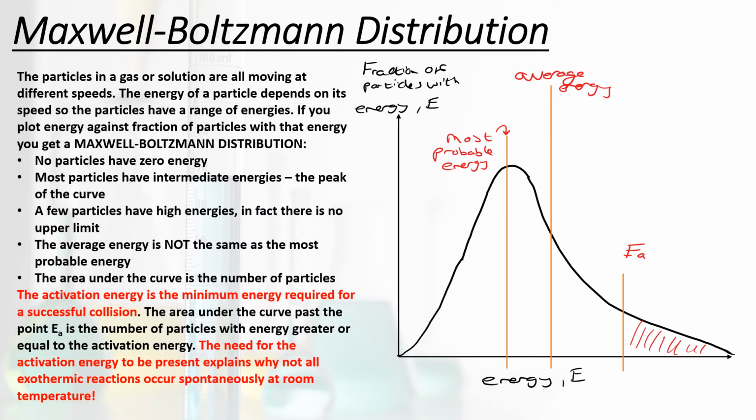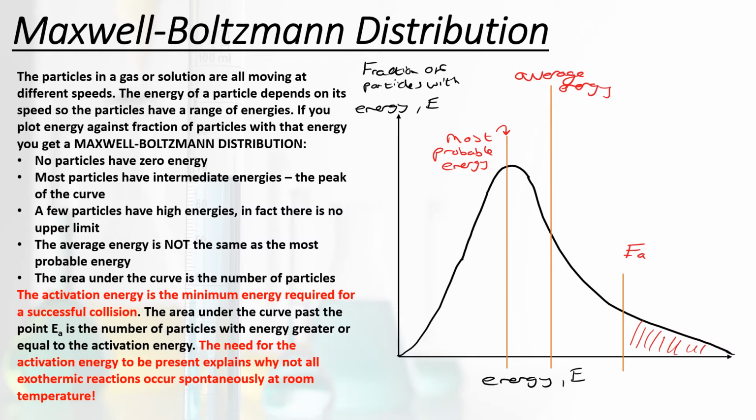This then brings us on to something called the Maxwell-Boltzmann distribution. The particles that we have in a gas or in a solution are all moving at different speeds, and the energy of the particle depends on its speed. Because they have a range of speeds, they have a range of energies. You can imagine that some particles have a bit more energy than others, some have a bit less.